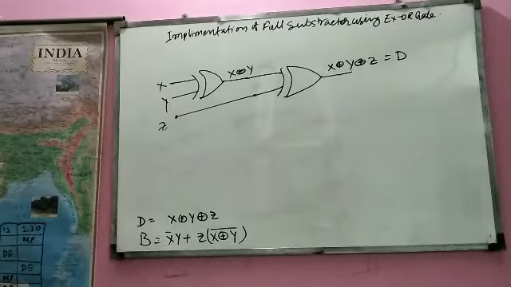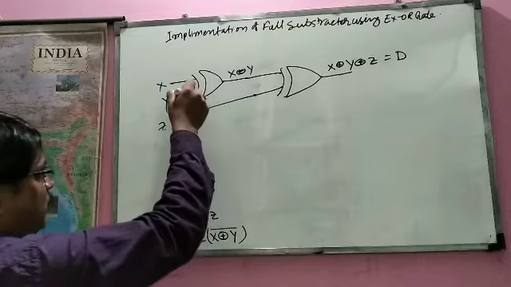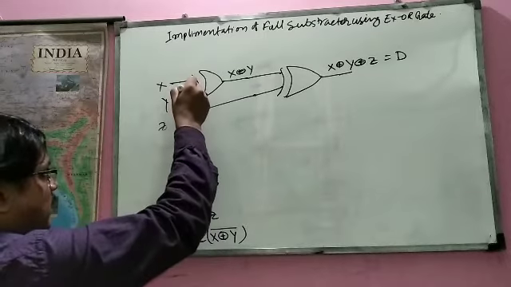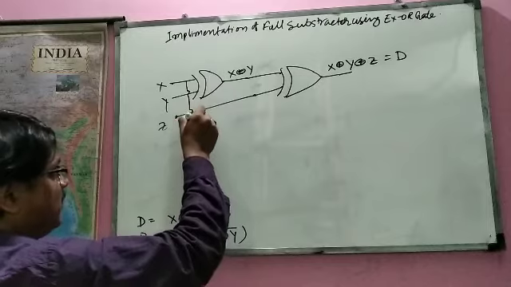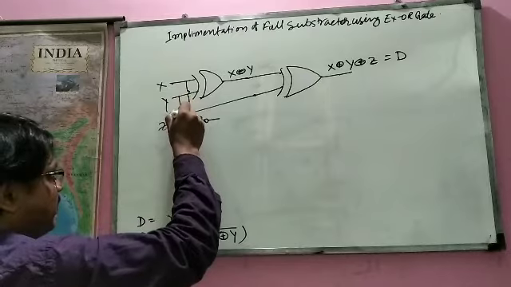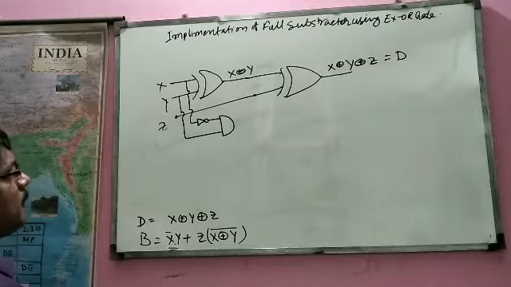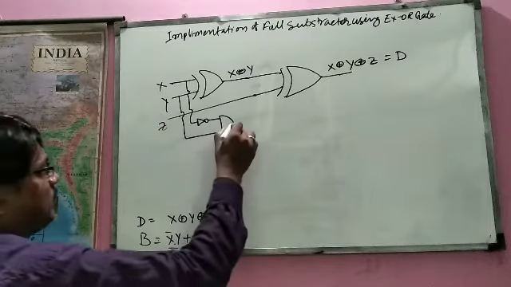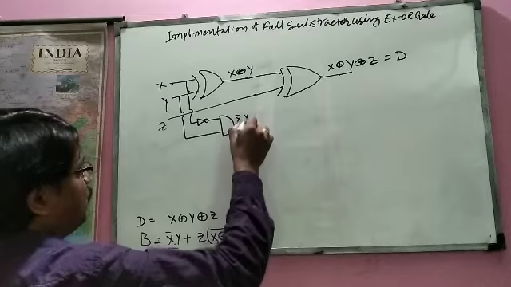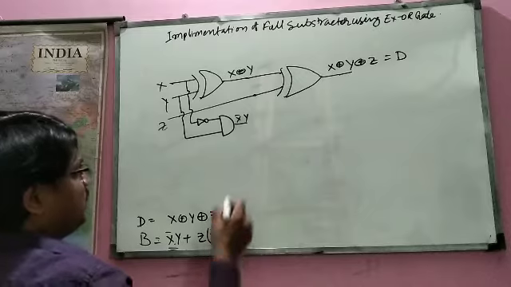So first of all we will take two AND gates. First AND gate will be to get this one. So let us suppose this is x. Now take one NOT gate, so this is x bar, and we'll just take one y. So now this is x bar y. So first is achieved.